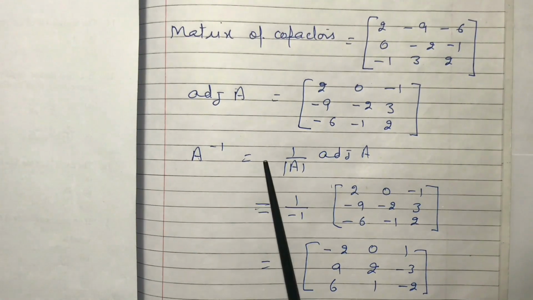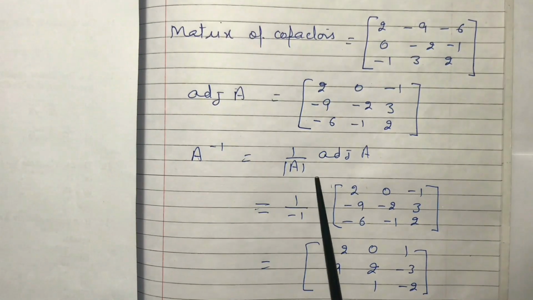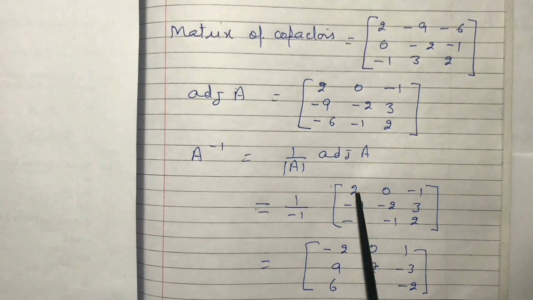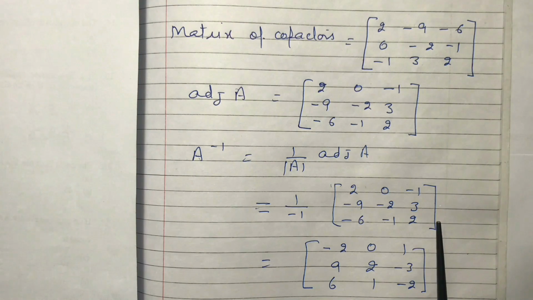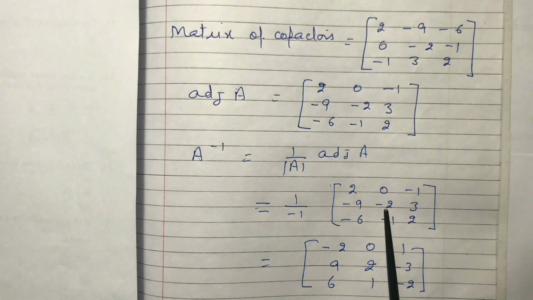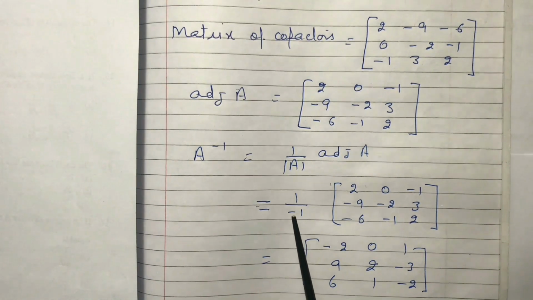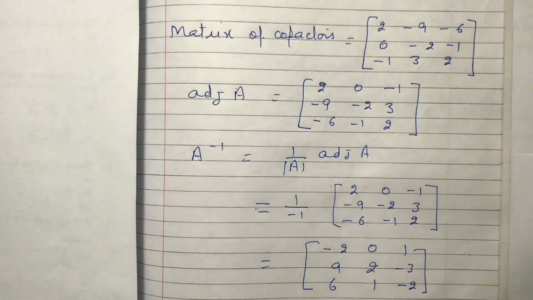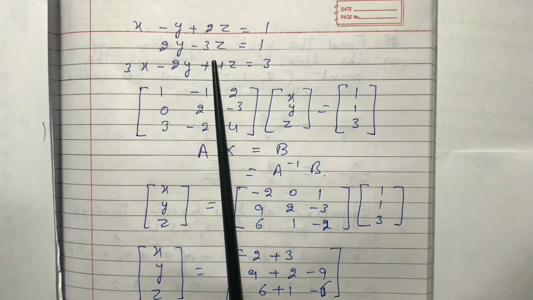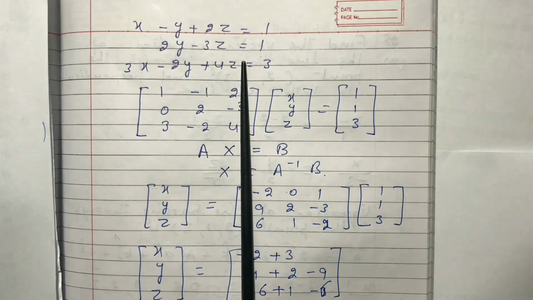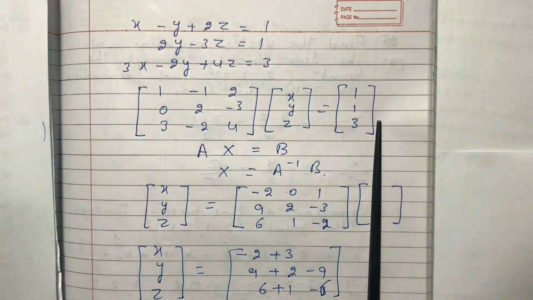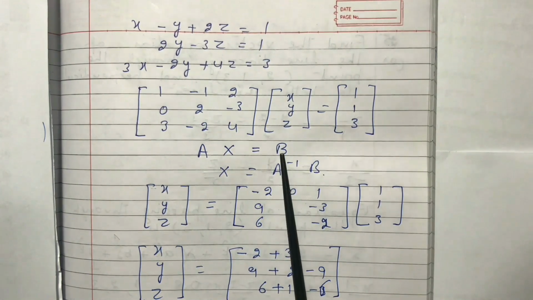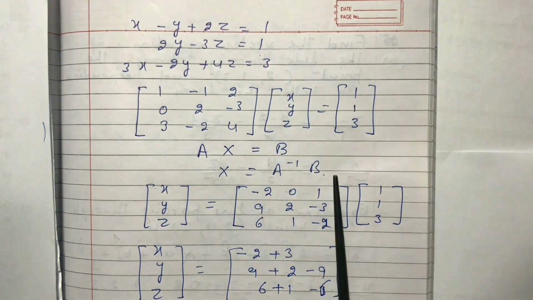Now A inverse is 1 upon determinant of A into adjoint of A. This is equal to minus, and here I have written this adjoint of A. And since there is minus here, I have changed all the signs in the matrix. Now I am to solve this system of linear equations, and this can be written like this. So this is A, this is X, and this is B. X is equal to A inverse B.